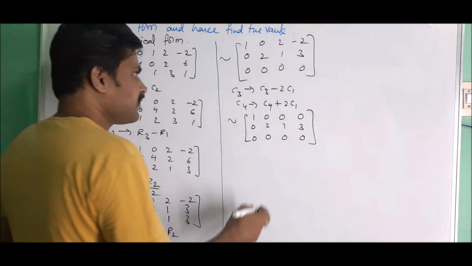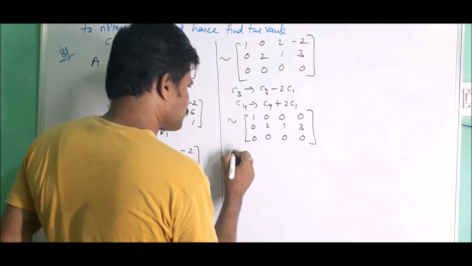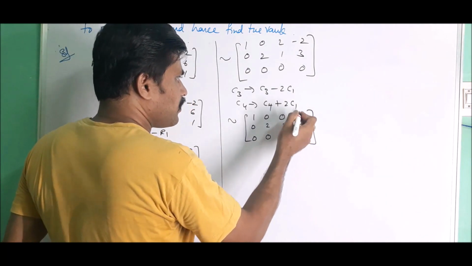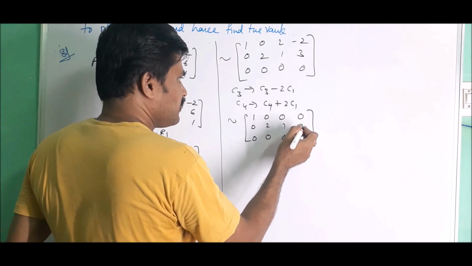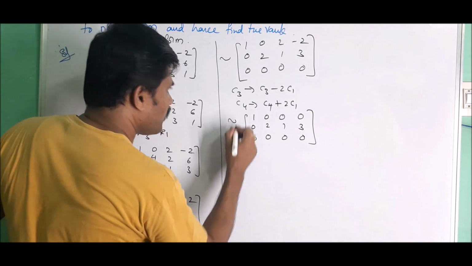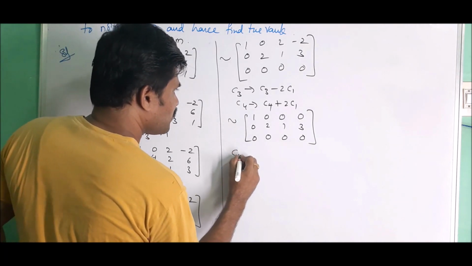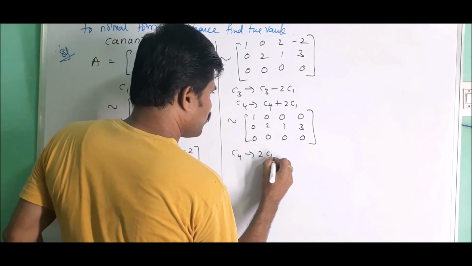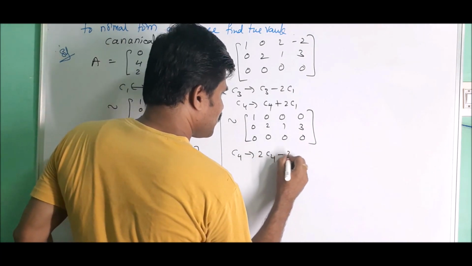So here we observe that in this fourth column, 3 will be converted into 0. So here, using the column transformation, C4 changes to 2C4 minus 3C2.